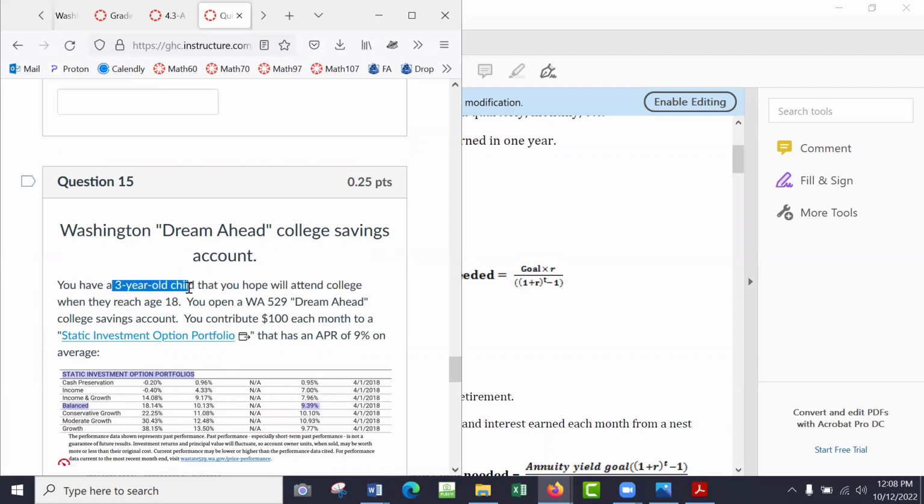A 3-year-old child, and we're going to save until they reach 18. We're going to stick $100 every month into this account, and imagine that it will give us an average return of 9% every year. Now, remember that in real life, you could get 20% one year and -11 the next year and 0 the next year. So this stuff fluctuates all over the place, but on average, it might be 9.